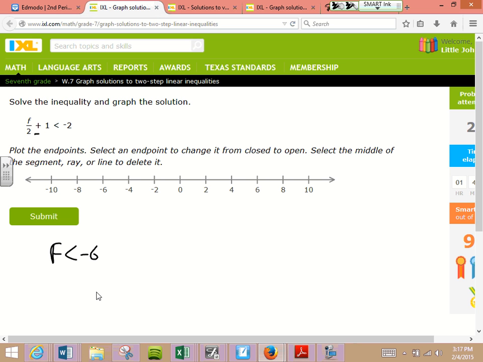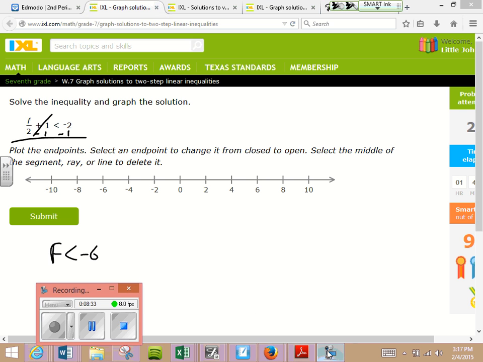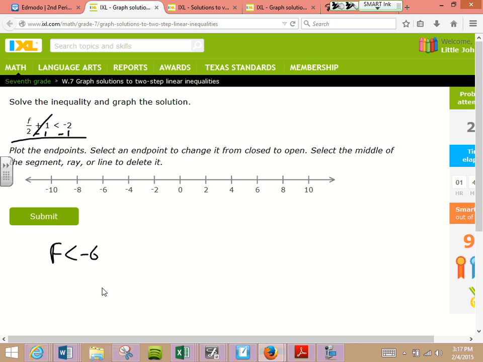Okay, let's try -1, -1. Am I recording? I is. All right, so I get f over 2 is less than -3. Multiply by 2. F is in fact less than -6.